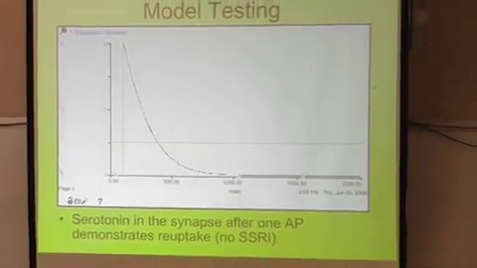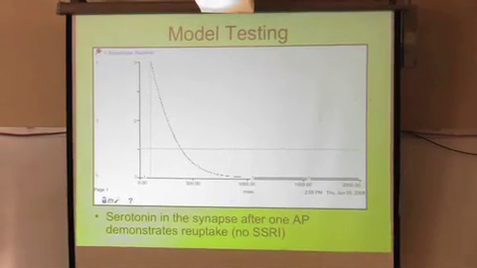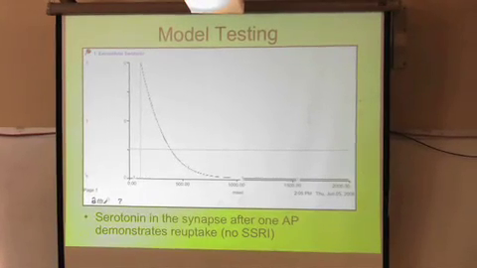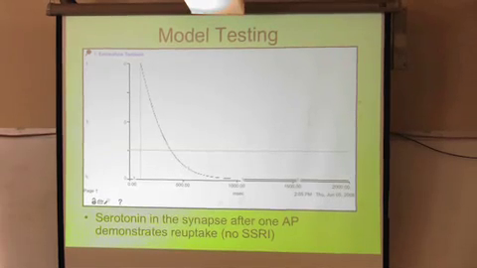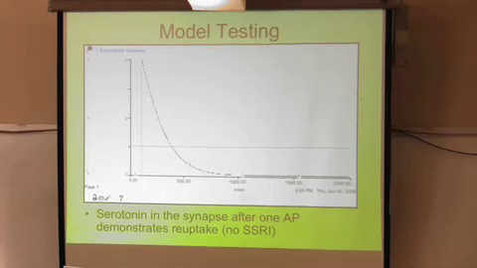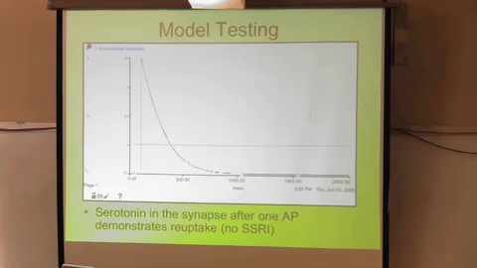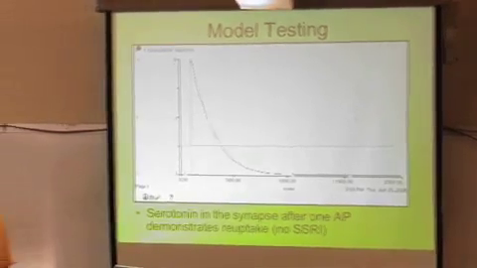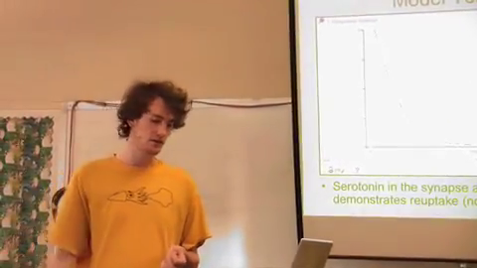So here we have some model testing. This is a graph of serotonin in the synapse, or extracellular serotonin, with one single action potential coming along. Serotonin quickly jumps up as an action potential releases it into the synapse, and then as reuptake occurs, it curves down with exponential decay because of the counteracting feedback loop, and is slowly removed and brought back into the cell.